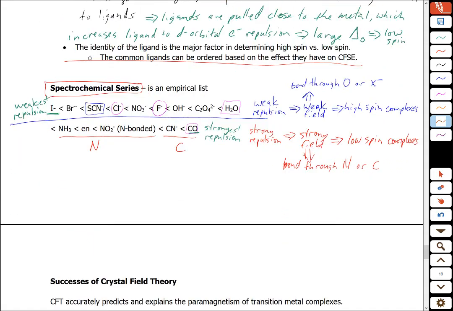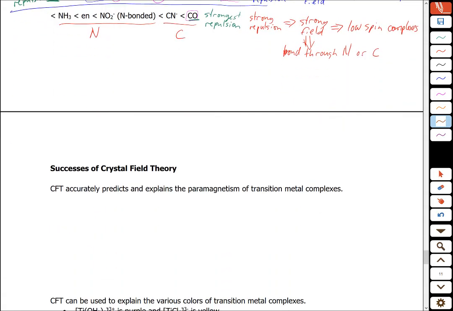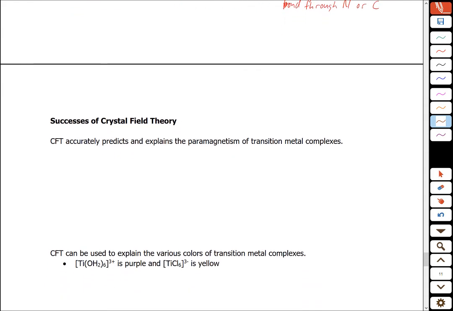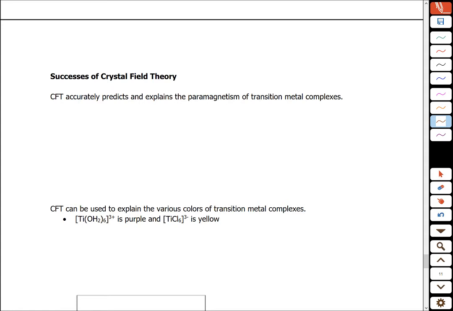And so you always have to make sure that experiments verify your theory. Can we perform experiments that match our theory? Okay, so the first thing we want to show is what are the successes of this theory. By the way, this bonding theory is called crystal field theory. And so how do we know that this is what's happening? Well, the first thing, and we've talked about this over and over, is that crystal field theory, this bonding model, the splitting of the d orbitals, accurately predicts and explains paramagnetism of transition metal complexes.